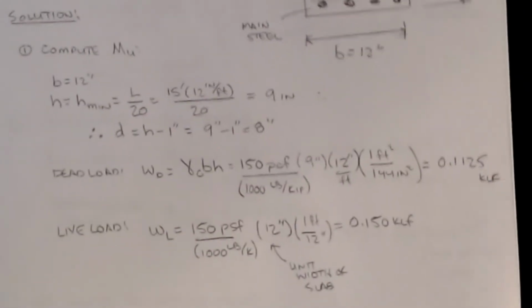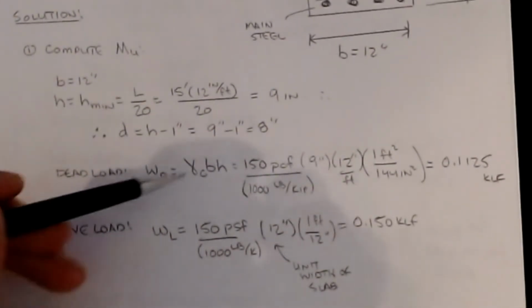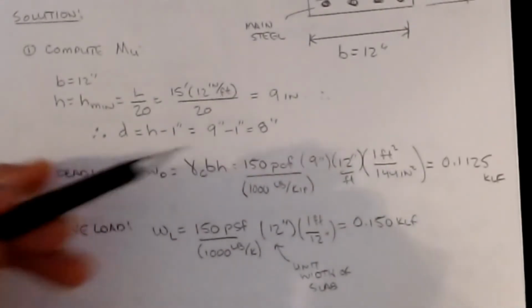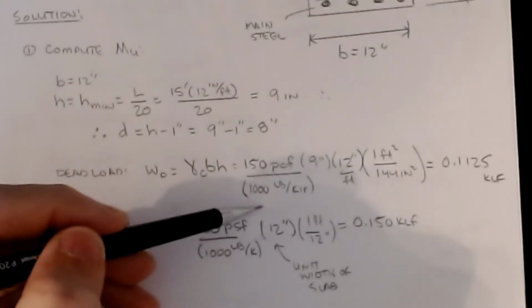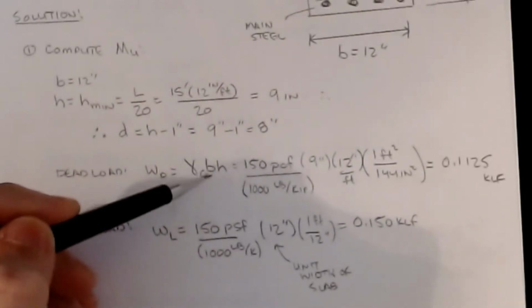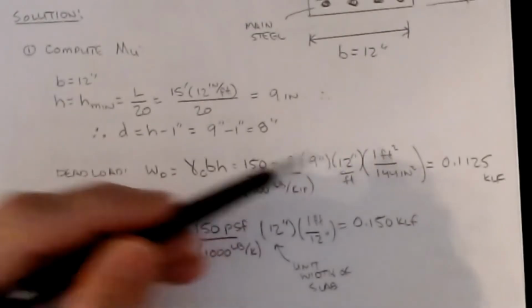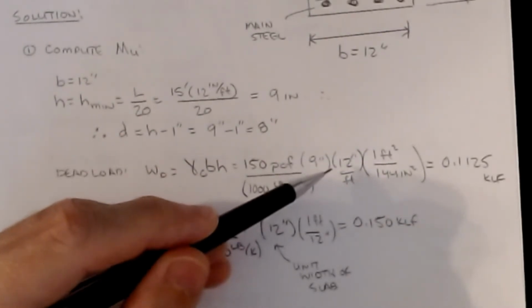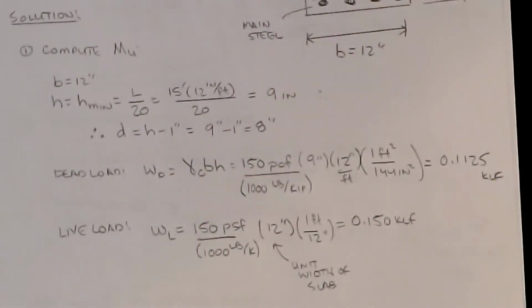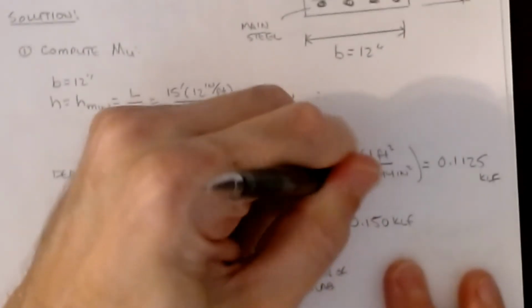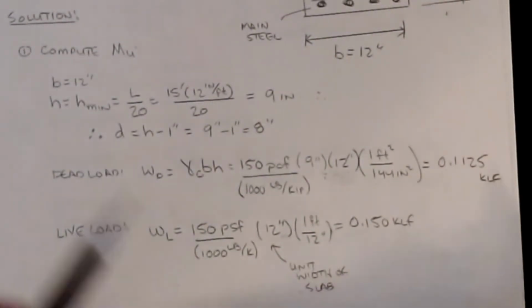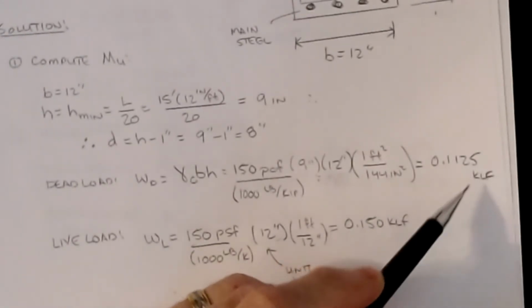The dead load, wD, is going to be the density of the concrete, and we said it was normal weight, so that's 150 pcf. I'm going to convert that to kips, divided by 1,000. My b is 12 inches, and my h is going to be 9 inches. Those are my two values. There's no units on that; it's not per foot. That number gets me a weight of 0.1125 klf, or about 113 pounds per foot for the dead load.